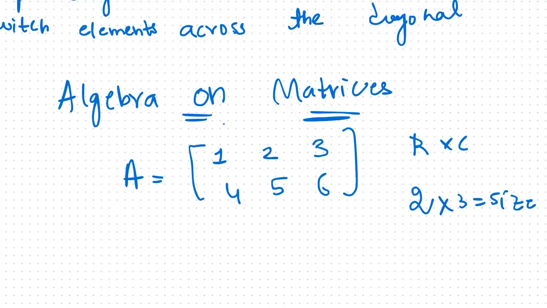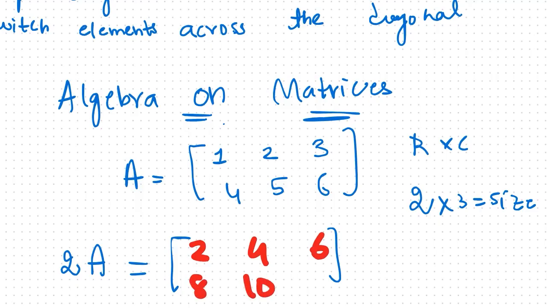And let's say if I ask, what will be the value of 2A? Twice the matrix A. You have to multiply 2 by each and every element. Nothing is left. So 2, 4, 6, 8, 10, 12.